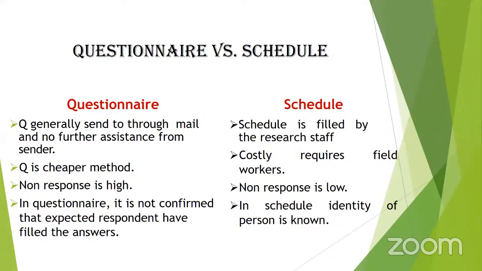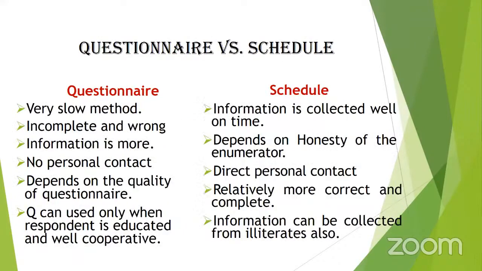But in a schedule, a research staff member who is trained to fill that schedule goes himself or herself and gets it filled. So a questionnaire is a very slow method, and it may sometimes be incomplete and wrong also. There is no personal contact. It depends upon the quality of the questionnaire. That's very important. That's why we do validation of the questionnaire.